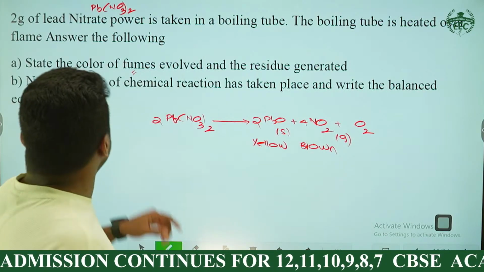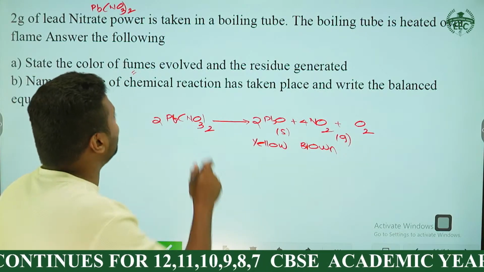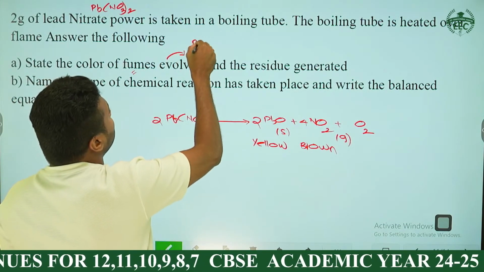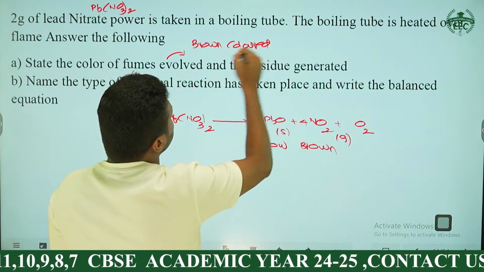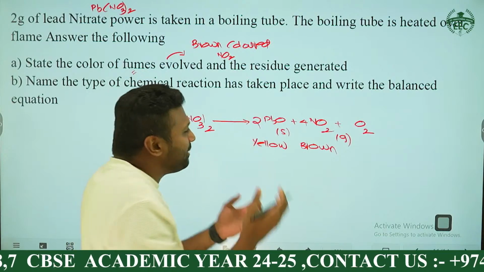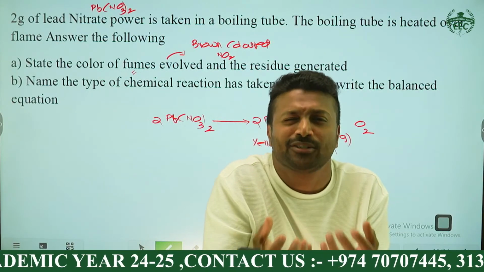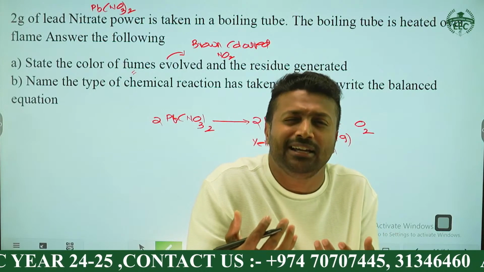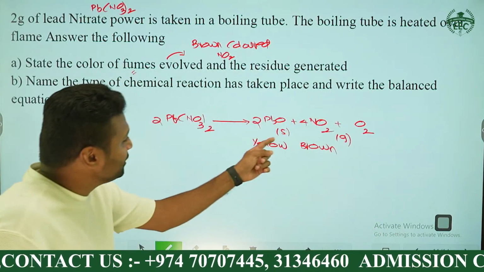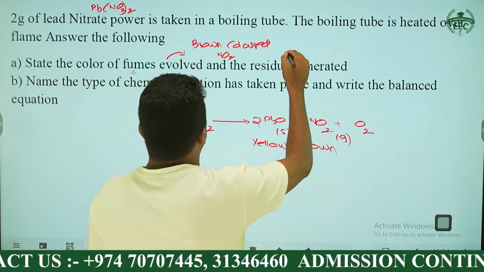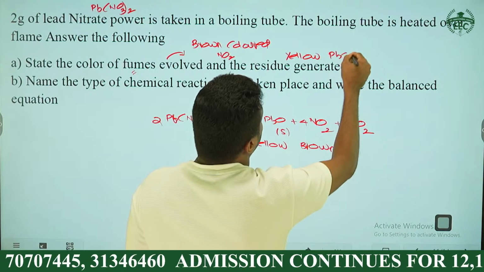So let's answer the question. State the color of the fume. Fume means gas. The gas is brown colored NO2. I can say fume is brown colored NO2. And the residue means remaining solid mass, like while making tea you can see residue of the tea powder. It's called residue, meaning remaining insoluble substance or insoluble precipitate. That's called residue. Here residue is actually yellow colored lead oxide, I mean PbO.